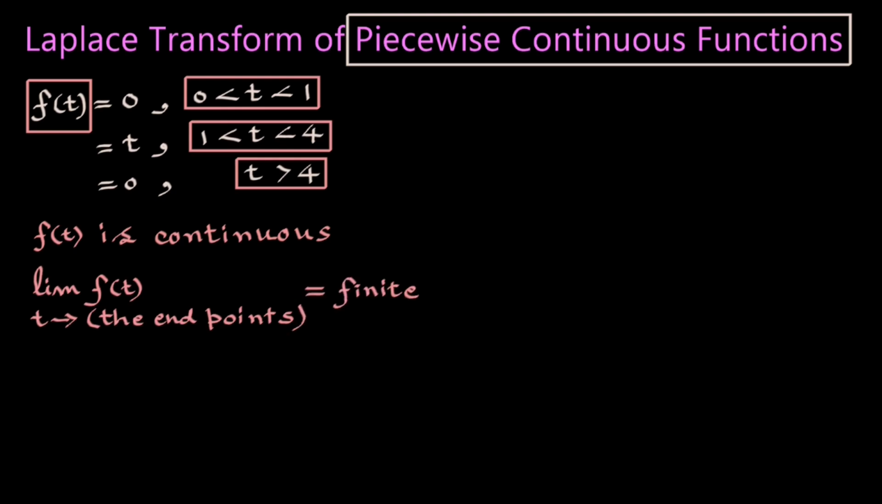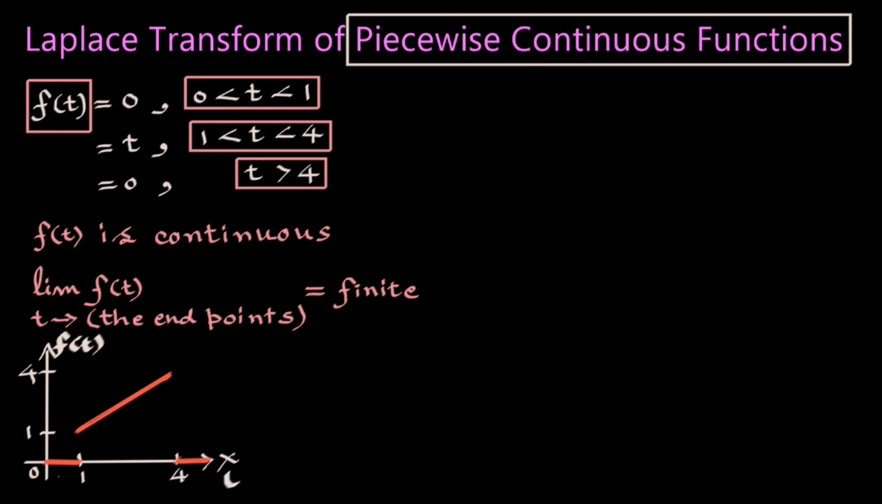First, we will draw the graph of this piecewise function. We have f(t) is 0 when t is between 0 and 1. It is t between 1 and 4 and 0 from 4 to infinity. So the function is continuous between 0 and 1 here, between 1 and 4 here, and from 4 to infinity here. Now we will find Laplace transform of f(t).